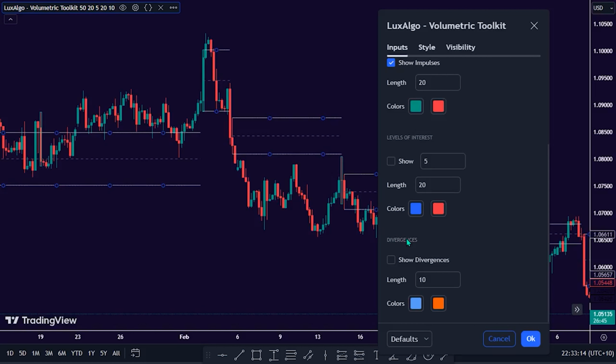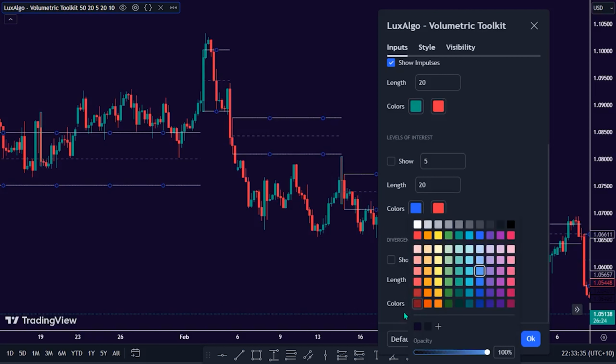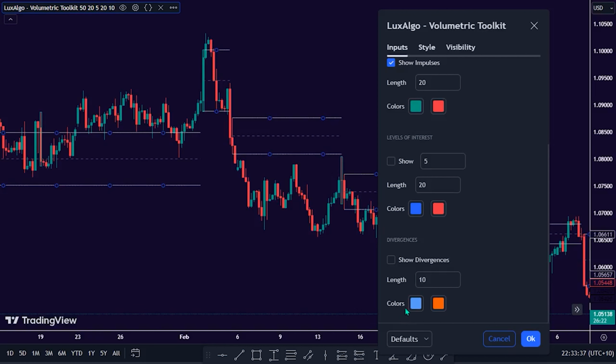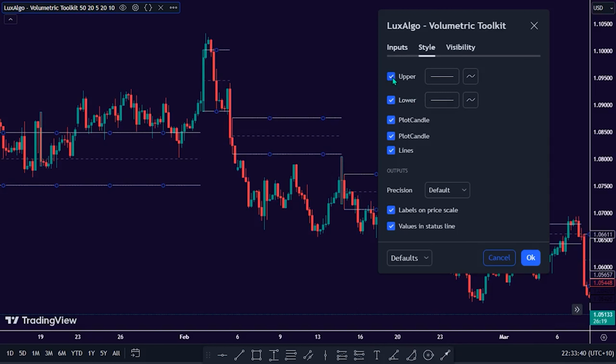Next is the Volume Divergences. Show Divergences. This determines if volume divergences are displayed. Length. This is the period for the detection of price tops, bottoms, and volume peaks. By default, it's set to 10. There's also an option to modify the color. Under the Style section, there are checkboxes for more parameter settings.